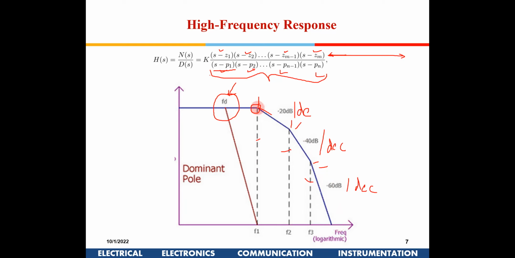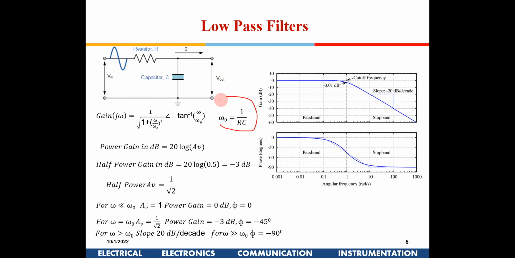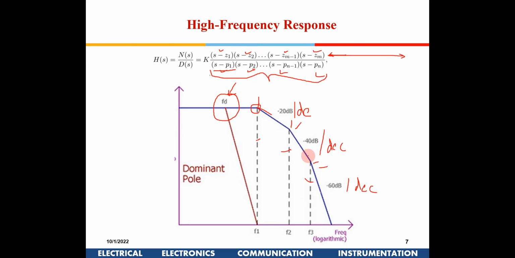So all those poles in combination, all of them may not have the same W0, right? Because W0 is 1 by RC. So in a circuit there could be several capacitances and several resistances. So they will together form poles, right? And all those poles may not be at the same frequency. They will be at different frequencies.